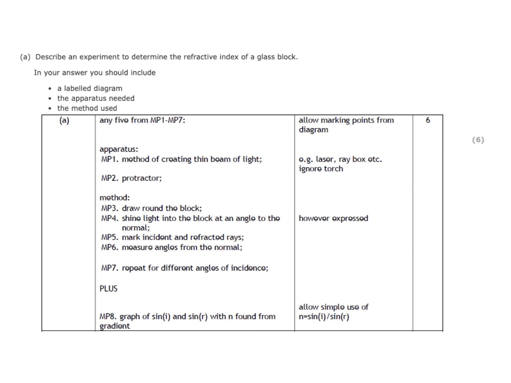So now let's check our answer against the mark scheme, where we can see that we need a method for creating a thin beam of light, and we have to mention that we are going to use a protractor. So that is our ray box and our protractor getting our first 2 marks. Then the method will be to draw around the glass block, shine light into the block at an angle to the normal, mark the incident and refracted rays, measure the angles from the normal, and then repeat for different angles of incidence. And once we have the different angles of incidence, we need to say that we are going to graph sine I against sine R, with the refractive index being found from the gradient.